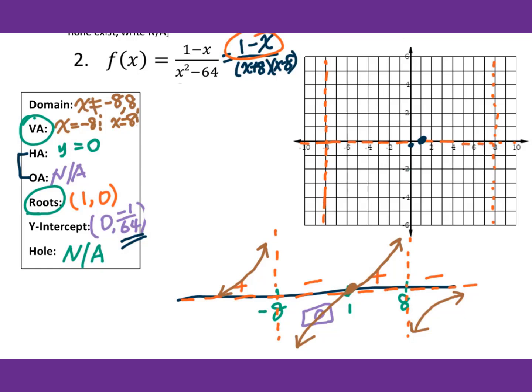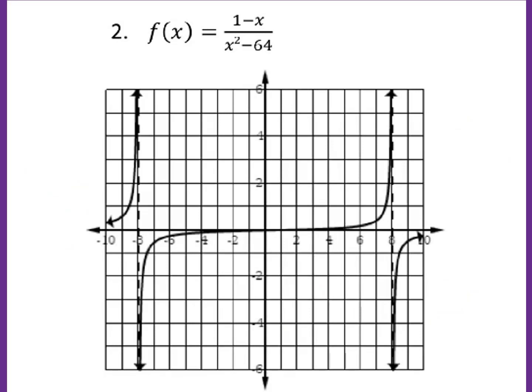Now we can sketch the graph. This part. And from here goes up. Going down. And go this way. That's it. This is the real graph for number 2.